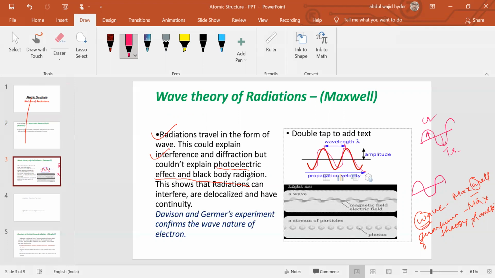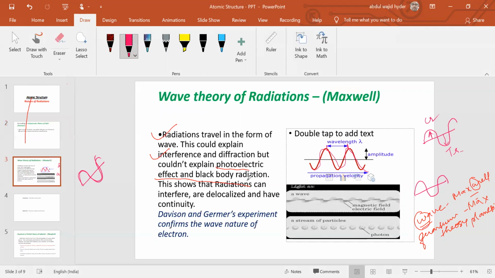This shows that radiations can interfere, are delocalized, and have continuity. See, one wave can interfere with another wave. That is what the meaning of interference is. One wave can superimpose another wave. One wave is going in this direction, another wave is going in this direction. So waves can interfere, and waves do not have any fixed position.